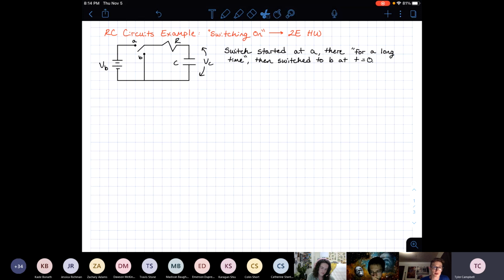For reference, the problem I chose for RC circuits was the switching on problem, which can be found in homework 2E. It is the second problem in that homework assignment.